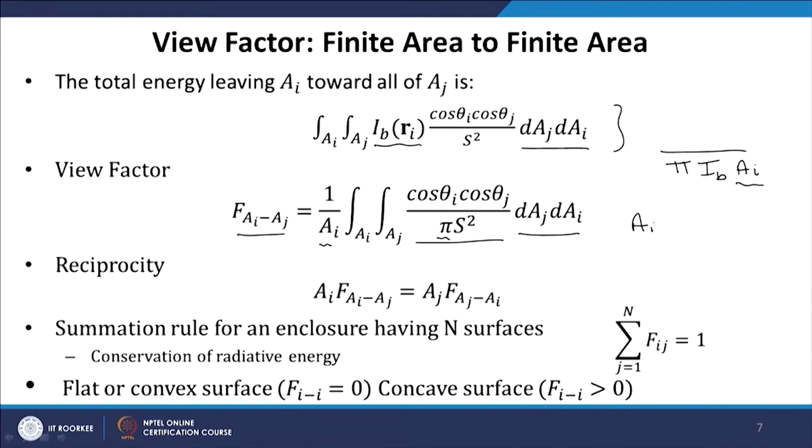Now, this expression, Ai times F Ai Aj, is symmetric. This expression is symmetric, that is, when we change the i and j indices, the expression does not change. So, from this we can conclude that Ai times F Ai Aj is equal to Aj times F Aj Ai. So, the reciprocity theorem is valid for view factors on finite areas as well.